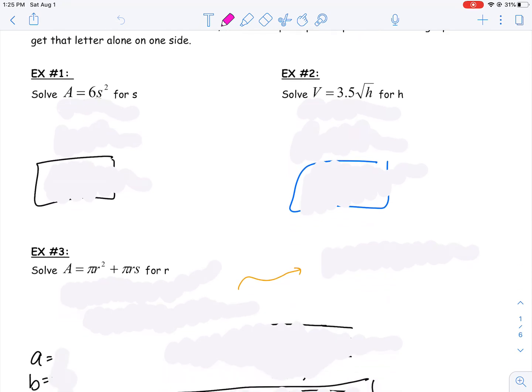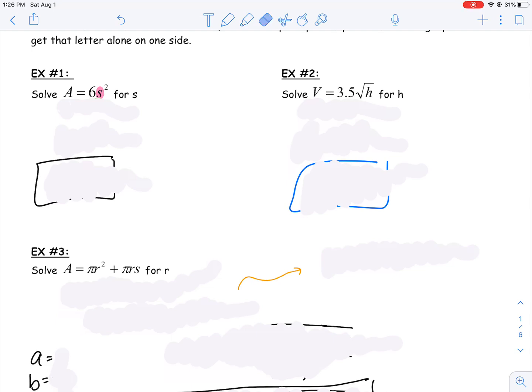It looks like a surface area formula, the surface area of a cube. We have A equals 6s squared, and this time we want to solve for s. So we want to get s by itself. You notice there's only one s in our equation, but there's a 6 next to it and a squared attached to it that we need to get rid of in order to get s by itself. So let's go ahead and try to isolate s.